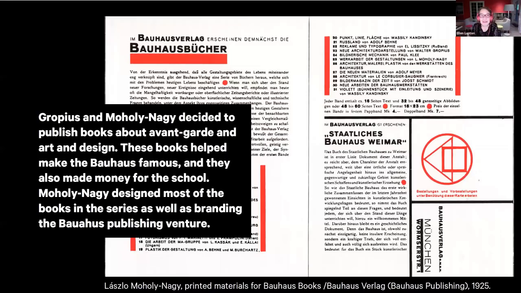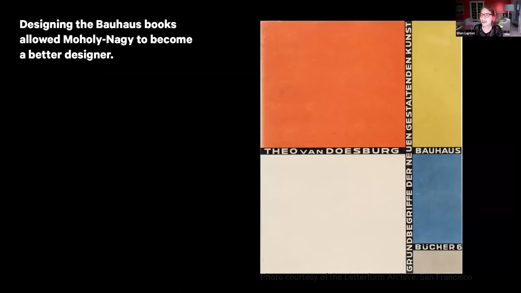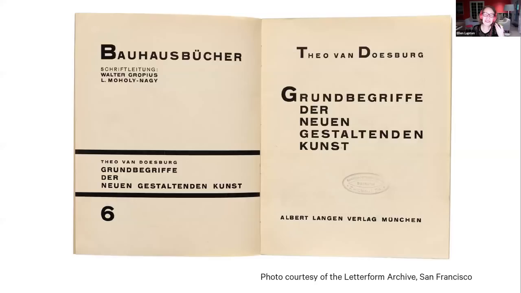So after the success of this book, Gropius and Moholy-Nagy decide that they should publish more books. And so they started a press called the Bauhaus Press, and they published 14 books about avant-garde design that are like an encyclopedia of modernism. And Moholy-Nagy designed all the books. And he didn't just design them, right? He made them happen. He helped figure out who would be in them, what the content would be. And all these books are like the theory of art. They're not pretty art books full of reproductions. They're like how to be avant-garde. They're about the ideas behind avant-garde art.